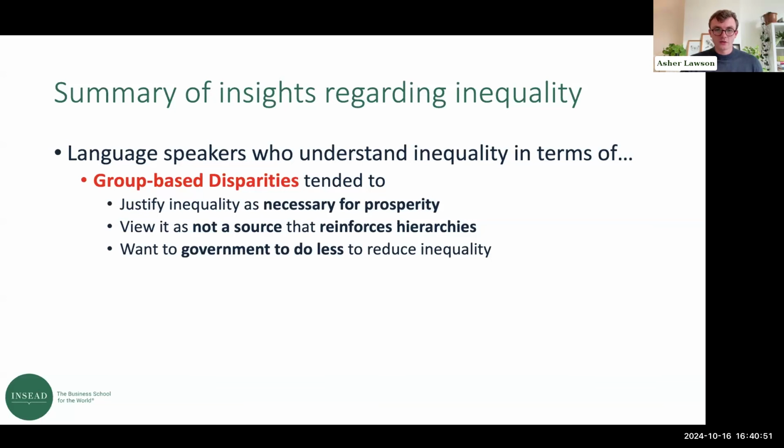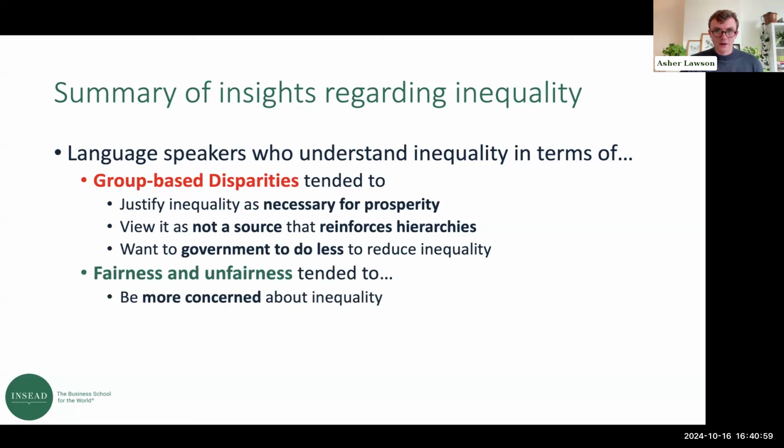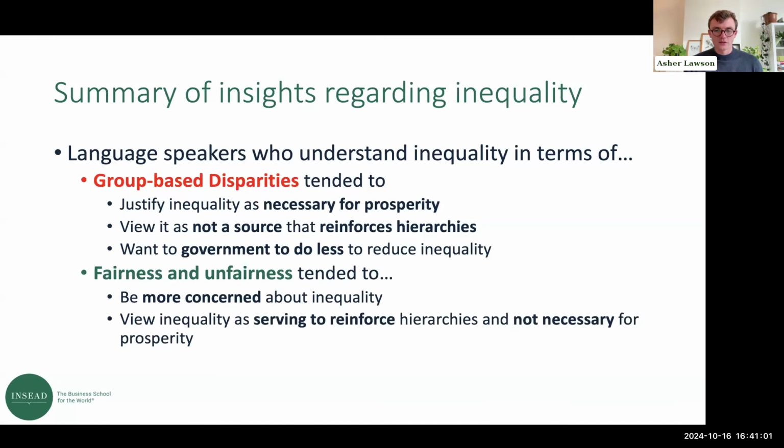Whereas if you view inequality as related to this question of fairness and unfairness, the people who spoke languages that talked about inequality like that tended to be more concerned about inequality, view inequality as serving to reinforce hierarchies and not necessary for prosperity, and wanted the government to actually intervene and reduce inequality.